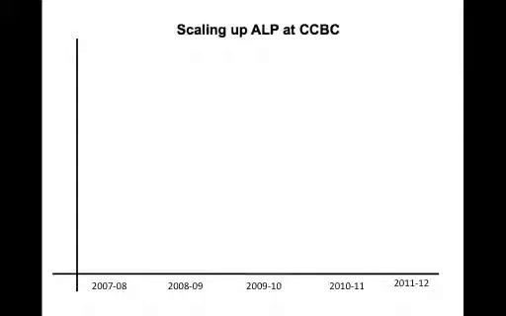I wanted to talk for just a few minutes about scaling up, because it's really important. If we really want to improve the success rate of developmental students in large numbers, then we can't just do it with a handful of sections. We started with a handful. In 2007, 2008, we offered 10 sections of ALP. We had only 8 students in a section, so we had 80 students.